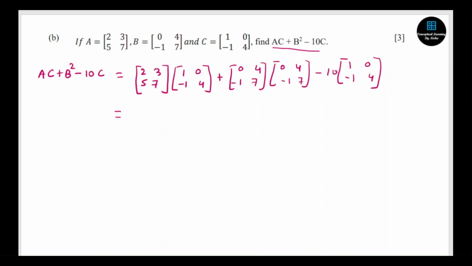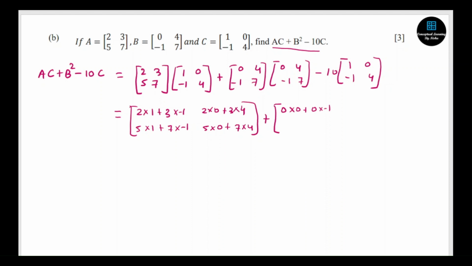Now let's multiply. First row, first column. So 2 into 1 plus 3 into minus 1. This is 2 into 0 plus 3 into 4. Then second row, first column. So 5 into 1 plus 7 into minus 1. Then 5 into 0 plus 7 into 4. Plus. Now here 0 into 0 plus 4 into minus 1.